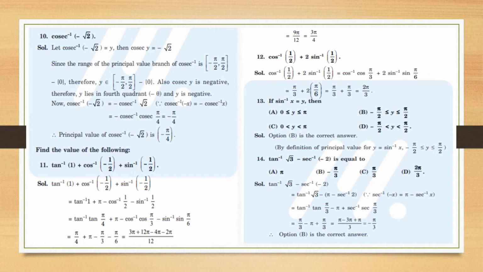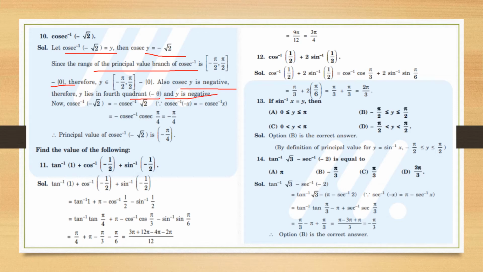Cosecant inverse minus root 2. Let cosecant inverse minus root 2 equal y. That is, cosecant y is minus root 2. Now the range of the principal value branch of cosecant inverse x is the closed interval minus pi by 2 to pi by 2 except 0. Right? So that means cosecant y here is negative, so y is lying in the fourth quadrant, as y is negative.